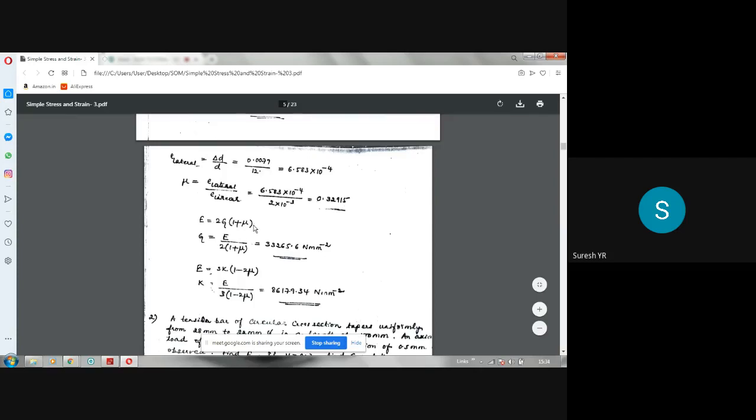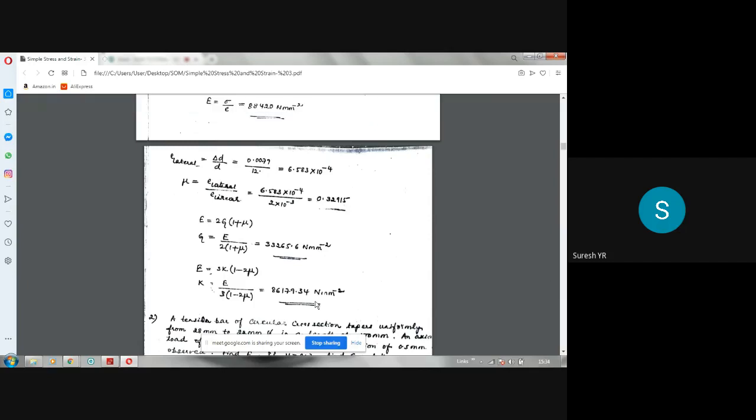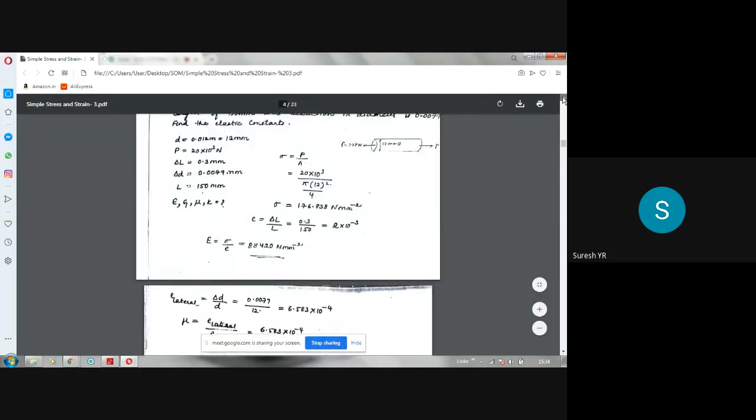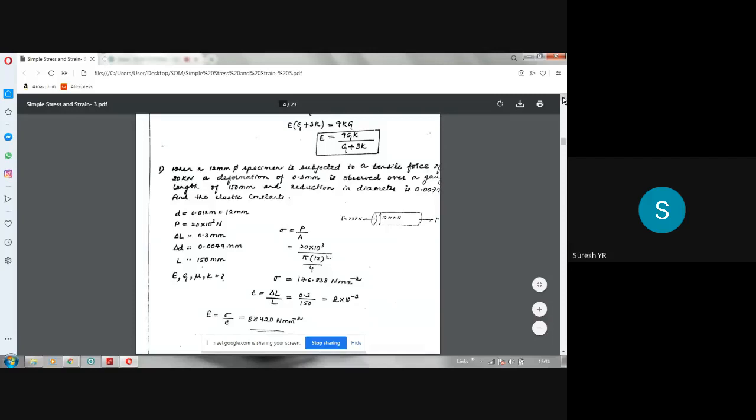Next, once you know E and mu, you can find out the value of K, bulk modulus of elasticity of that material of the rod, by using this. E is equal to 3K into 1 minus 2 mu, or K is equal to E divided by 3 into 1 minus 2 mu. Once again, you substitute for E and mu, you will get the value of K like this. So the unit of K is also Newton per millimeter square. So this is a simple problem wherein he has given the increase in length, decrease in diameter and force. He has asked for the elastic constants.